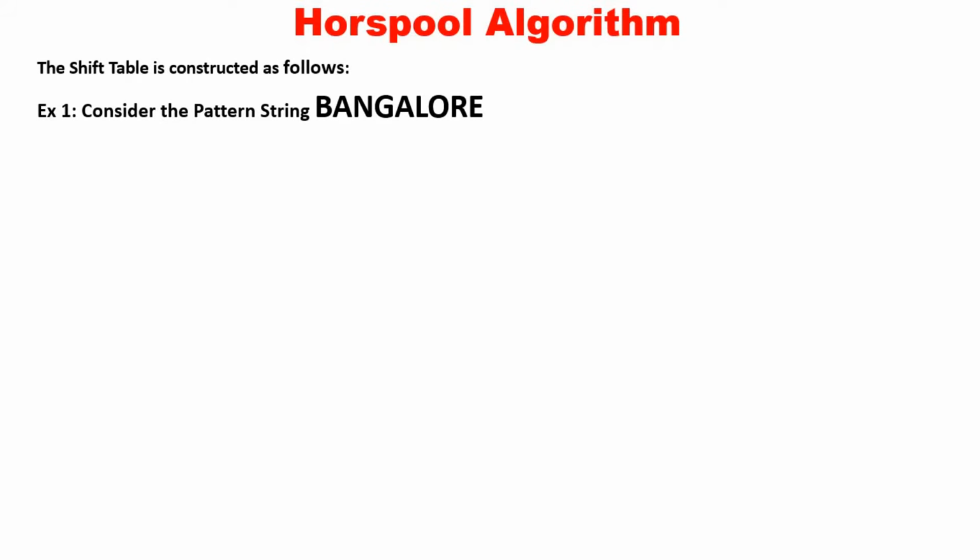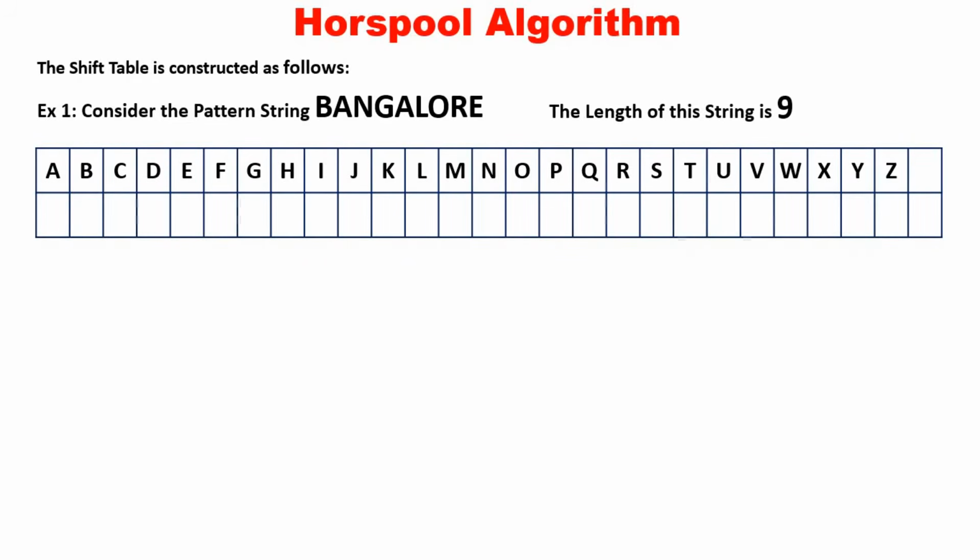Consider the pattern string Bangalore. See, in Bangalore how many characters are there? 9. Therefore the length of the string is 9. And also we consider the set of characters as capital A to capital Z and a blank character also. Therefore capital A to capital Z is 26 characters plus blank 1, 27, totally 27 characters. So these are the 27 characters. The first step is, since the length of the string is 9, for all these 27 characters you initialize 9.